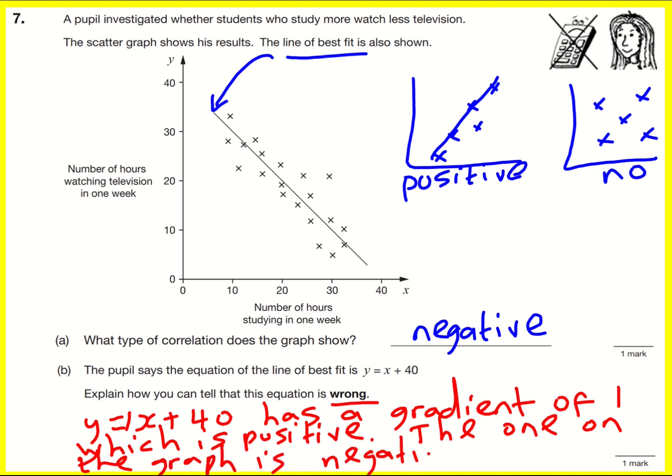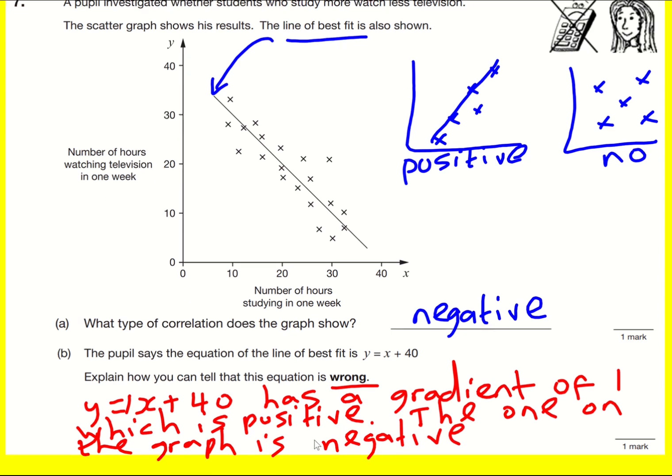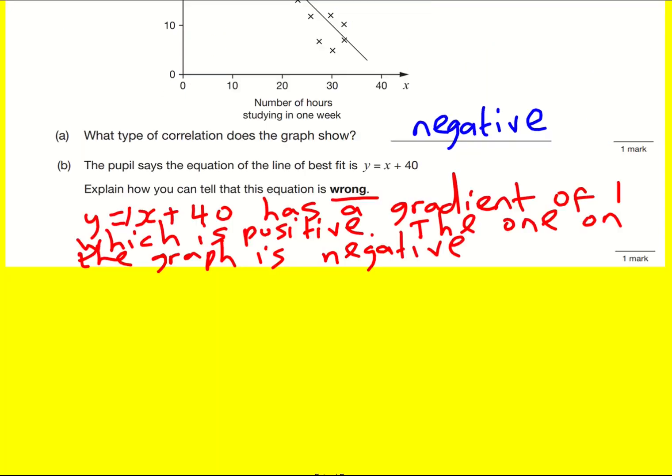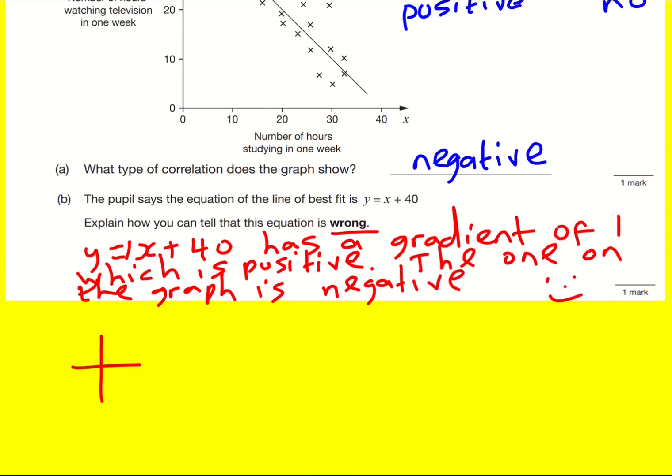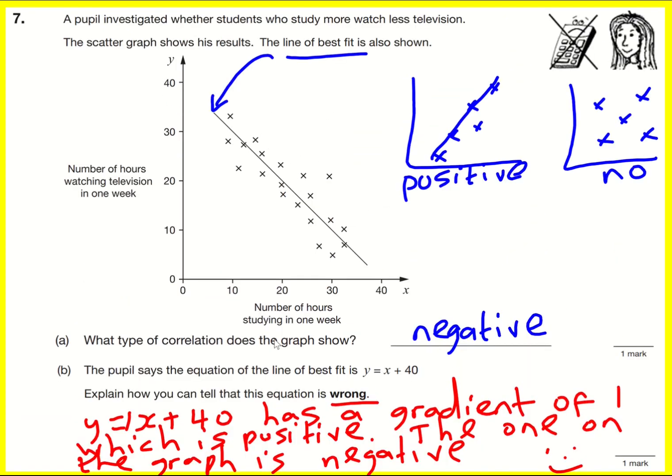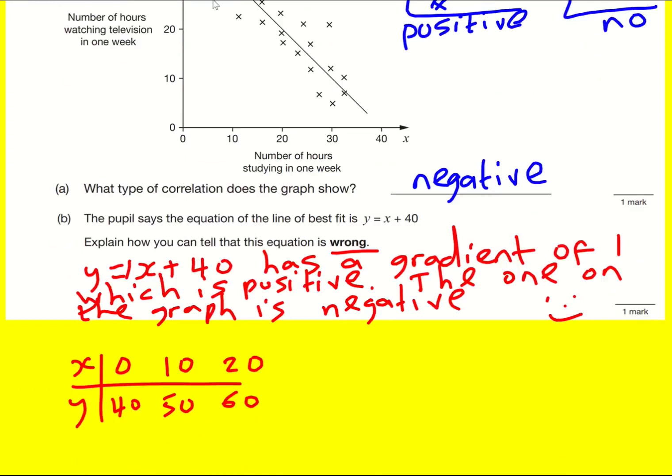So any kind of sensible reference to gradient, that it will be sloping up or whatever, and you'll be okay. If you weren't sure, you could even substitute some points in. You could say, I've got x is 0, and maybe I try 10 and 20, and then I'm going to get 40, 50, and 60. We can clearly see that it's going up like this instead, in the wrong direction, and you could talk about the positive gradient. So that could be another way of doing it.